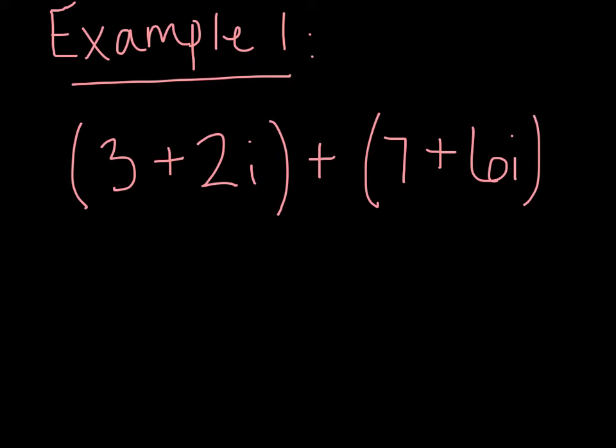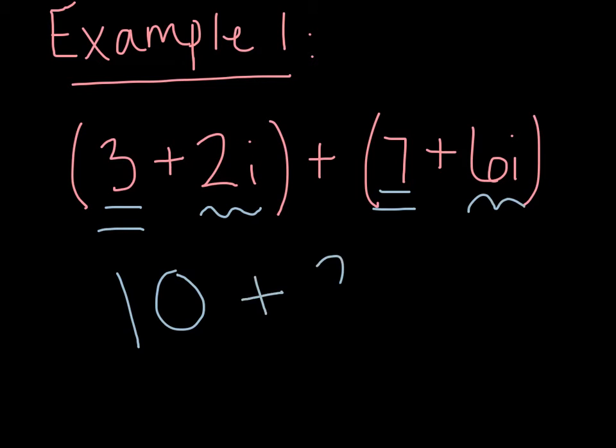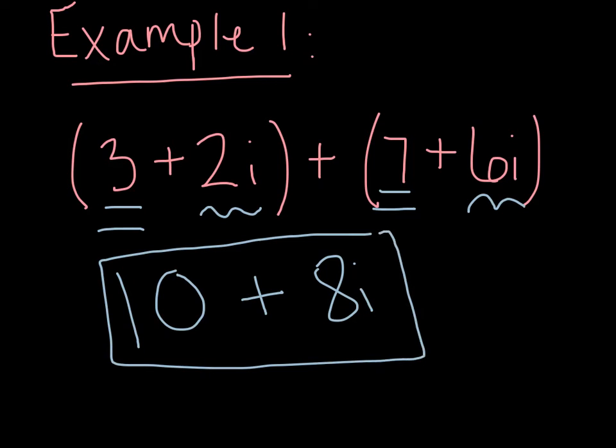Our first problem is starting out with adding two complex numbers. So when we're going to start out by adding complex numbers, we're going to add the real parts, 3 and 7, to give us 10. Then we're going to combine the imaginary parts, 2i and 6i. We're going to get 8i. And that is our final answer.